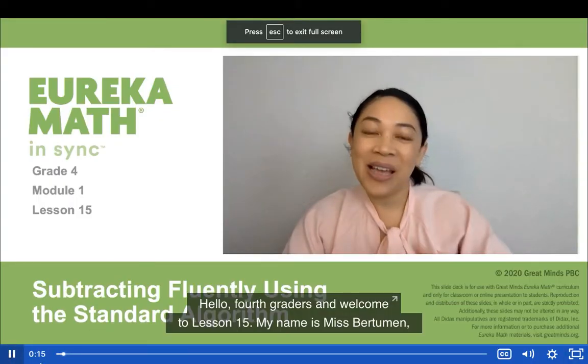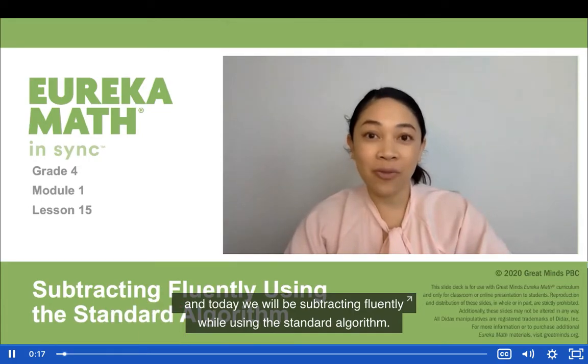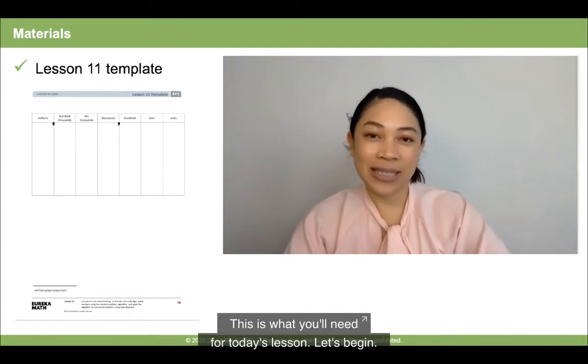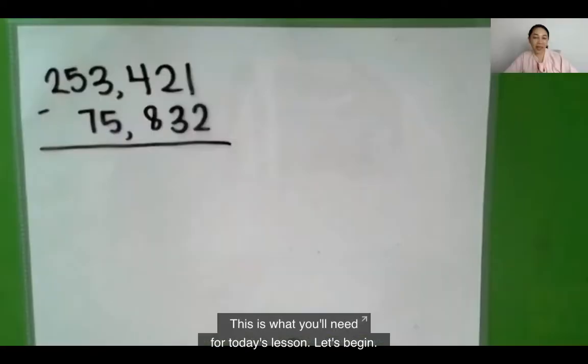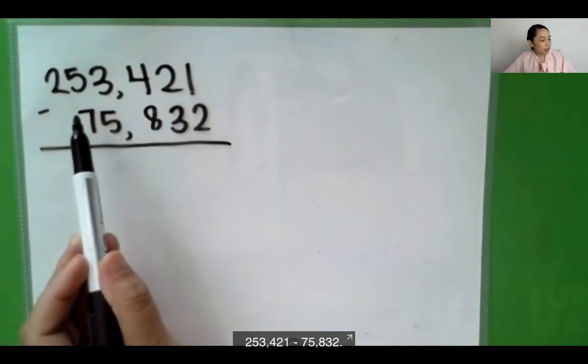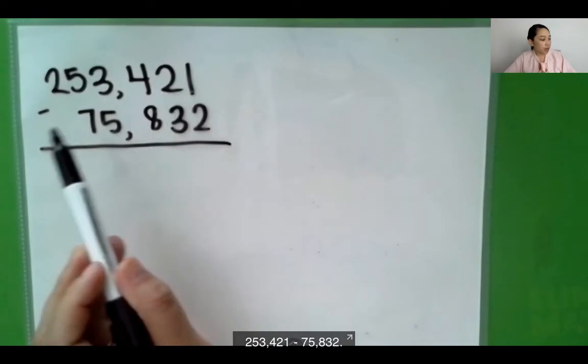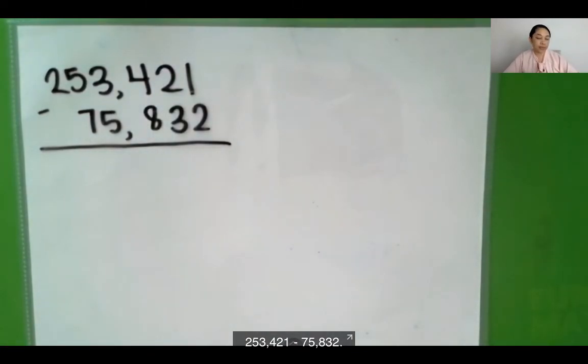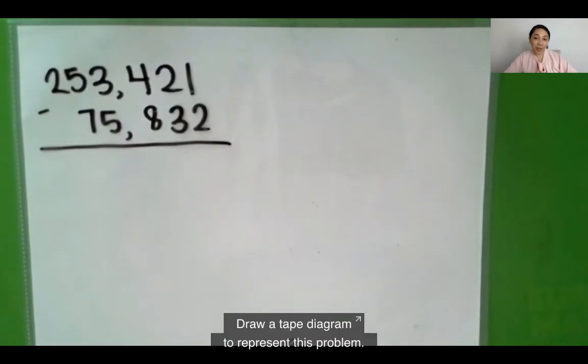My name is Ms. Bertuman, and today we will be subtracting fluently while using the standard algorithm. This is what you'll need for today's lesson. Let's begin. Please say this problem with me. 253,421 minus 75,832. Draw a tape diagram to represent this problem.